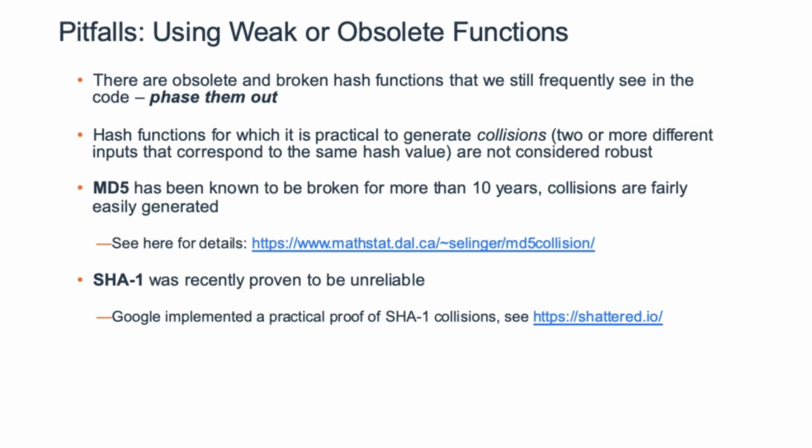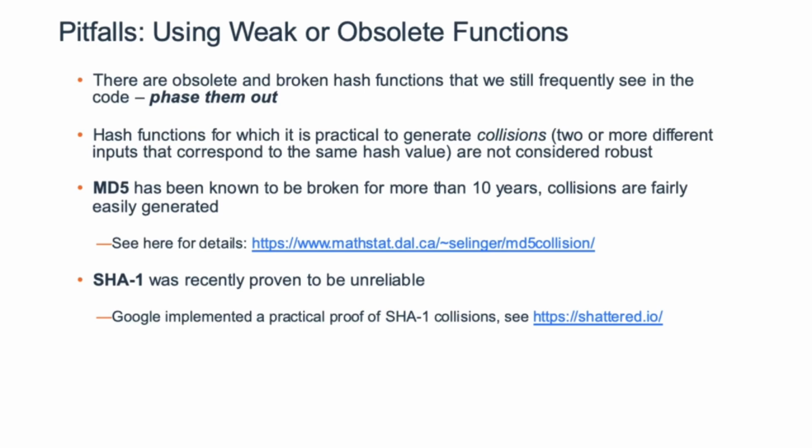There are a number of problems with using hashing incorrectly. First of all, there are a number of old, obsolete hash functions. They're now considered broken. Please phase them out. A hash function is usually considered insecure when it's practical to generate collisions for it. A collision is two or more different inputs that correspond to the same hash value. And if it's fairly easy to come up with that, then your hash function is no longer secure.